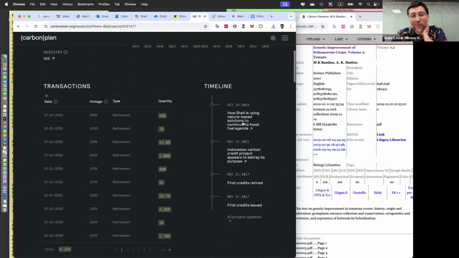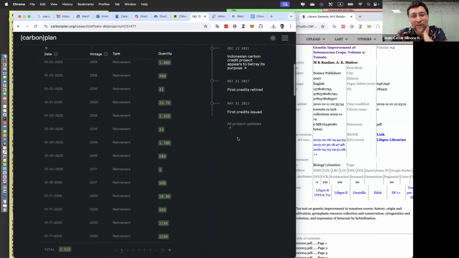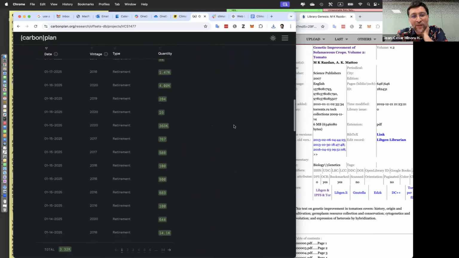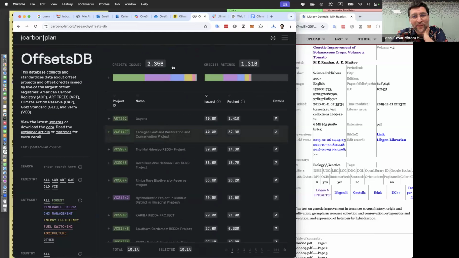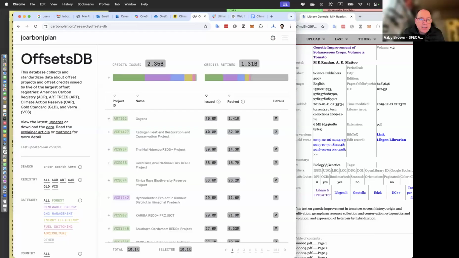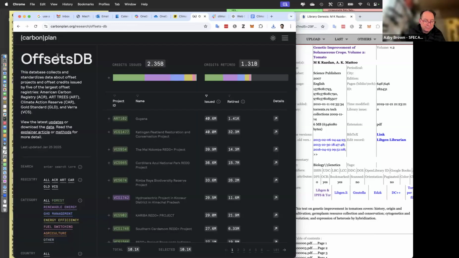For each of them you have a timeline. That's something like what we were thinking of. Stunning, it's beautiful. Nice, CarbonPlan, yeah. So the index, I think this works really well.